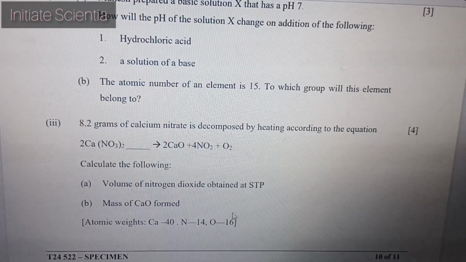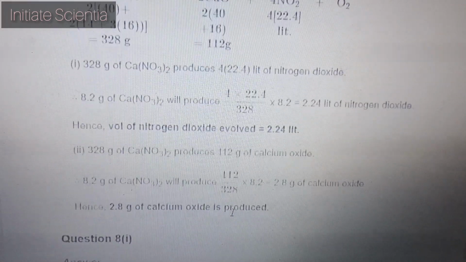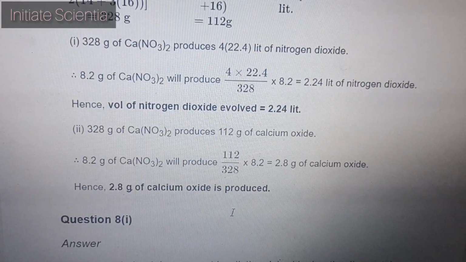Mass of CaO formed. 328 gram of Ca(NO3)2 produces 112 grams of calcium oxide. Therefore, 8.2 gram of Ca(NO3)2 will produce 112 by 328 into 8.2, that is 2.8 grams of calcium oxide.